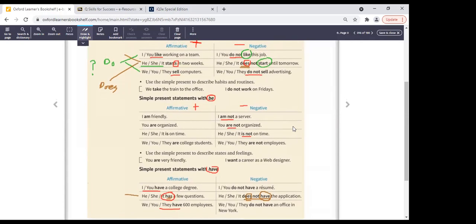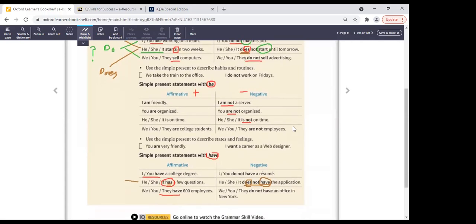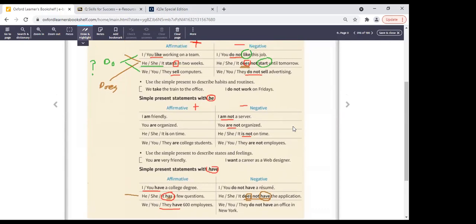Saleh. Yes, Doctor. Affirmative: I with am. You, we, they with are. He, she, it with is. Okay, excellent. So I am, you are, they are, we are, he is, she is, it is. Excellent.